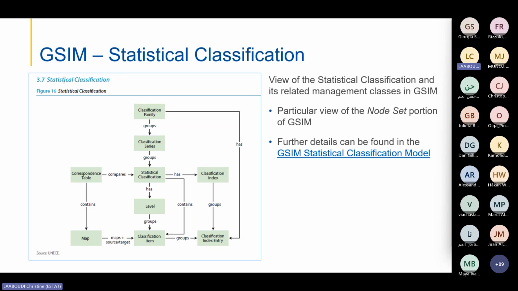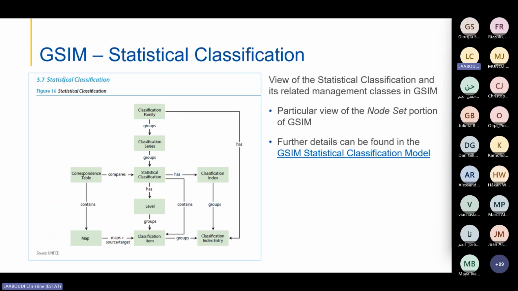For instance, the NACE cover economic activities. So all the NACE version belongs, the NACE, the CPA, or the ISIC belongs to the same classification family. And statistical classification are grouped into a classification series.